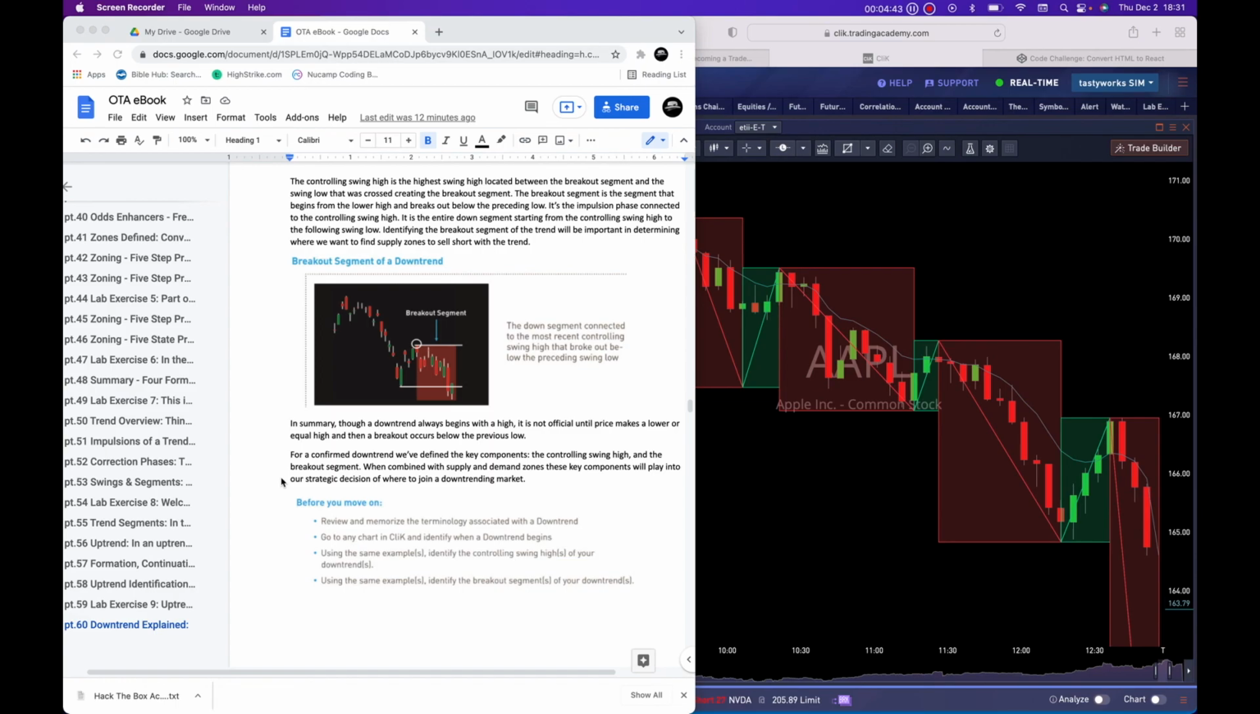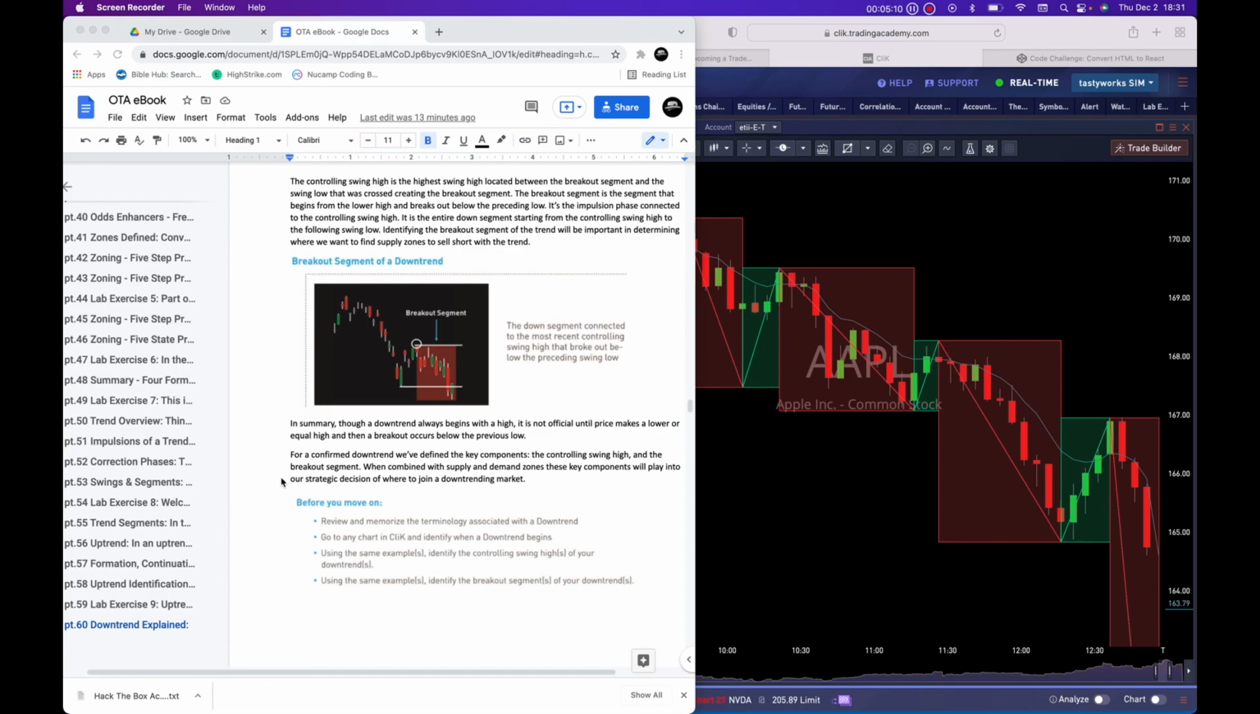Identifying the breakout segment of the trend will be important in determining where we want to find supply zones so that we can sell short with the trend. So in summary, though a downtrend always begins with a high, it is not official until price makes a lower or equal high, and then a breakout occurs below the previous low. I hope that makes sense.